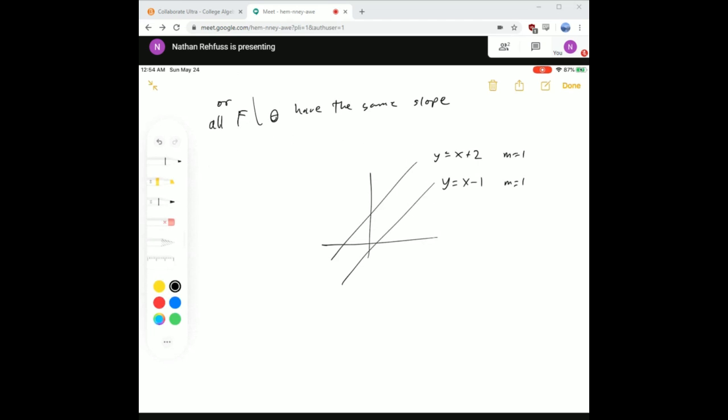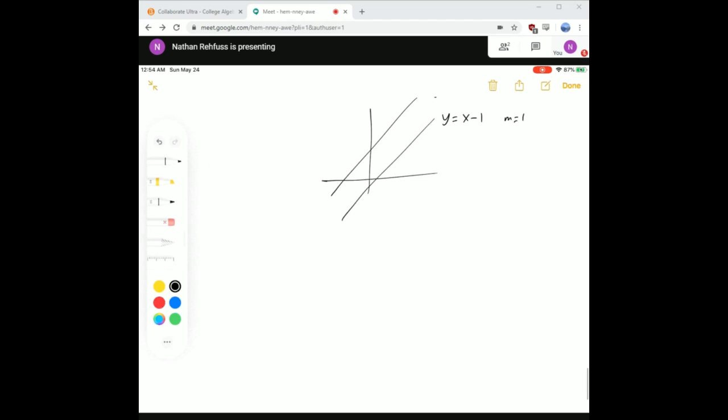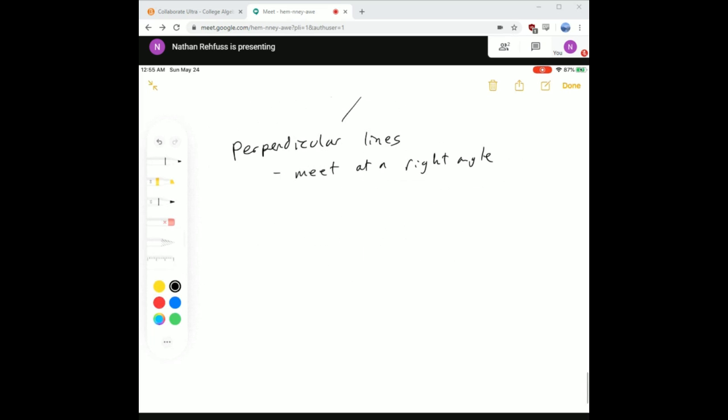Here's the other relationship I want to talk about. Perpendicular lines. They meet at a right angle. Their slopes are a little trickier. We'll talk about those in a second. First, let's look at what happens if they meet at a right angle.